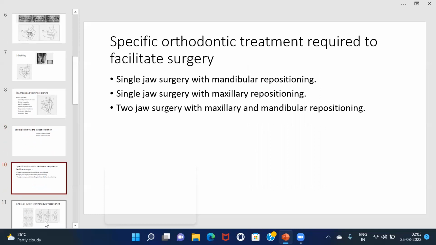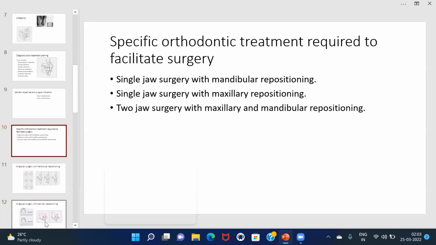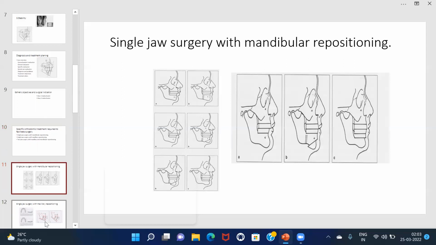Now, the specific orthodontic treatment required to facilitate the surgery. Single jaw surgery with mandibular repositioning, single jaw surgery with maxillary repositioning, and two jaw surgery with maxillary and mandibular repositioning. Single jaw surgery with mandibular repositioning. Here, it is as important for the surgeon to understand the orthodontic decision-making process as it is for the orthodontist to have a good understanding of the presurgical orthodontic requirements. Knowledgeable practitioners not only have good interprofessional communication but also achieve improved treatment results.